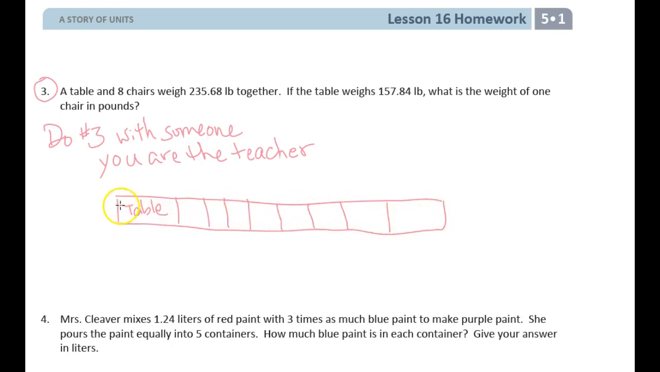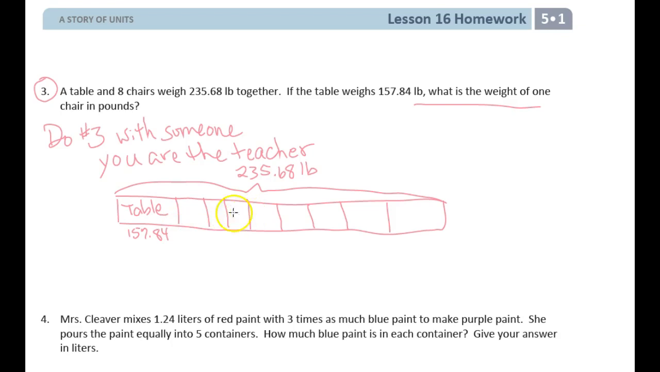And so all together, this whole thing weighs 235 pounds. Oh, and 68 hundredths of a pound. Label pound, because that's a piece of data. So we would circle that, right? If the table, here's the table, it's 157 and 84 hundredths. What is the weight of one chair?